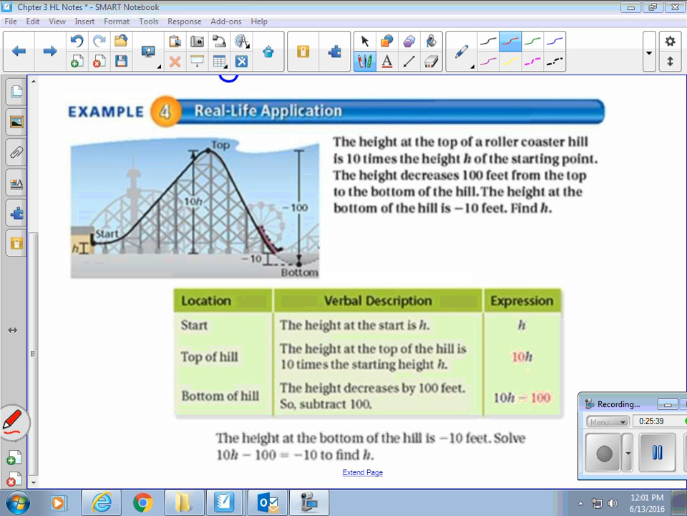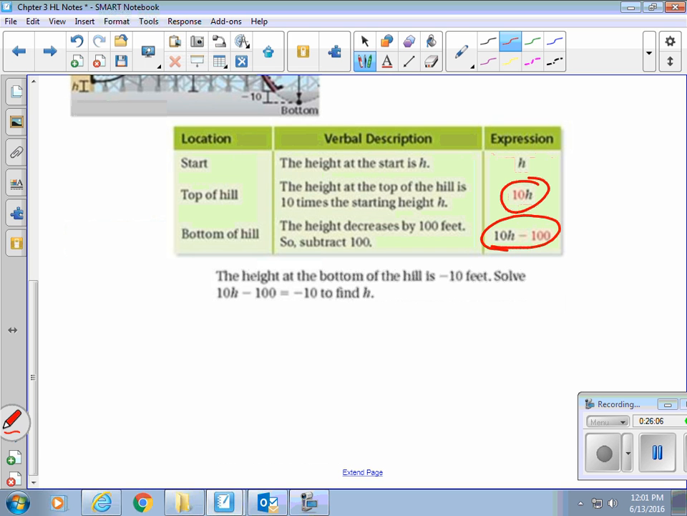So if you look at the chart, the height at the start is h. The height at the top of the hill is 10 times the starting height, so that's 10h. And the height decreases by 100 feet, which means it's going down, so they're subtracting 100 from it. So here's our expression, 10h minus 100. The height at the bottom of the hill is negative 10 feet. They want us to solve 10h minus 100 equals negative 10. That will help you to find h.